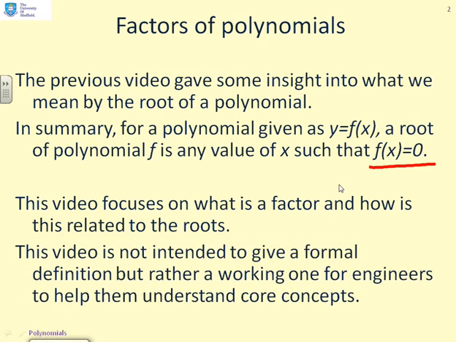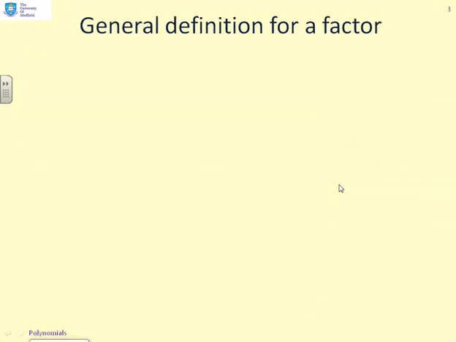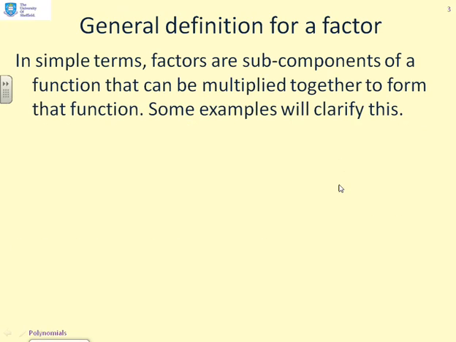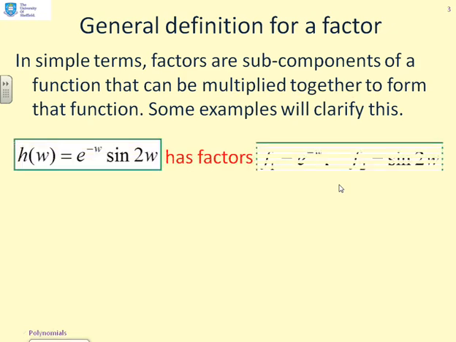However, we should emphasize that we're not going to give formal definitions for factors, but rather a working definition so that students understand the core concepts, because that's often what's more important. So first of all, let's give some form of general definition for a factor. Let's assume you've got some function, and this function can be made up by multiplying lots of other functions together. So we can see we've put that there. If you can create a function by multiplying together lots of smaller functions, these smaller functions are considered factors. Now, this might not be clear, so here are some examples, and then it will become a lot clearer.